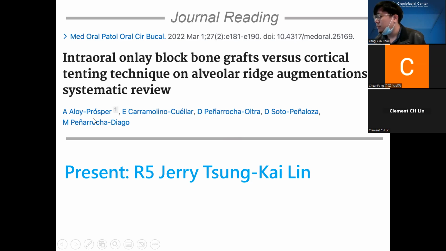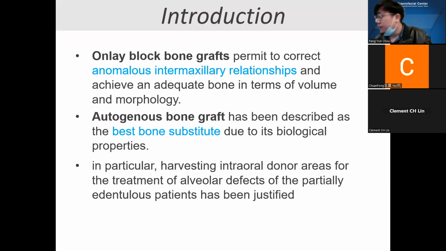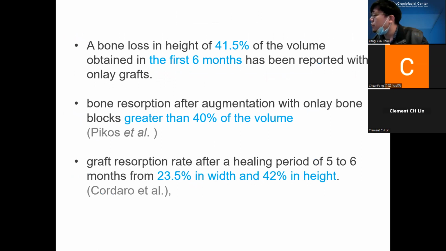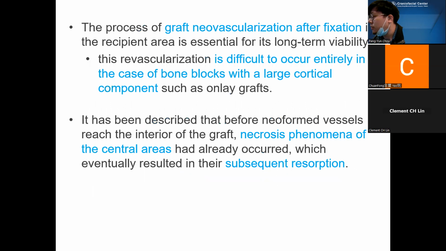The article I'm presenting today is to compare two different techniques on the alveolar ridge augmentation. The onlay block bone grafts is to correct intermaxillary relationships and to achieve an adequate bone in terms of volume and morphology. And autologous bone graft is currently the best bone substitute due to its biological properties. And harvesting intraoral donor areas for treatment of alveolar bone defects of the partial edentulous patients has been justified in previous literature.